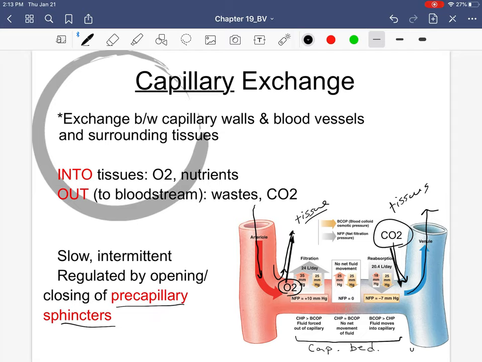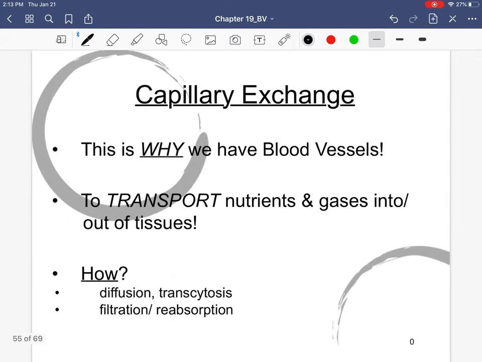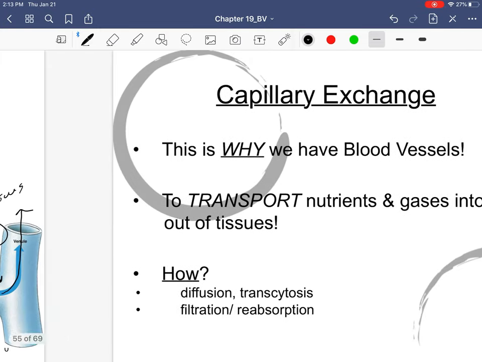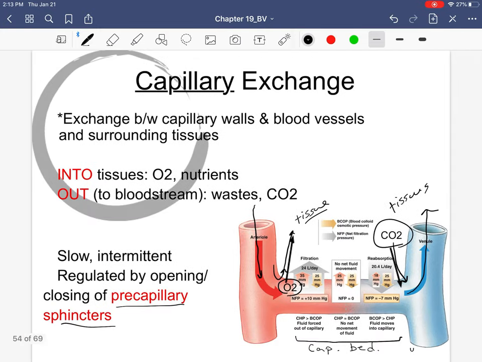We already know that the opening and closing of blood flow moving through the capillaries and into the tissues is regulated by those precapillary sphincters, the little Kong-shaped dog toy thing over top where the arteriole meets the capillary. I've already talked about this. This is why we have blood vessels, blah, blah, blah.